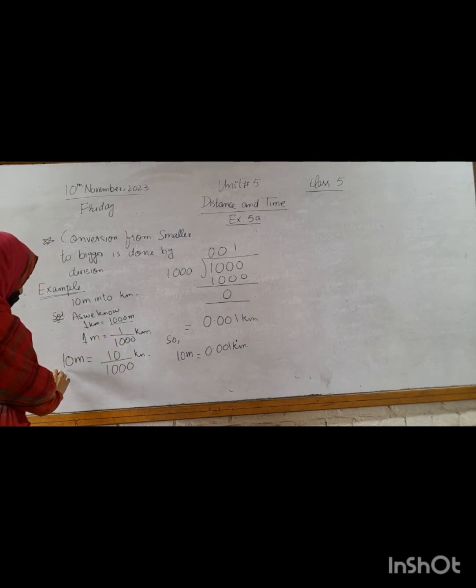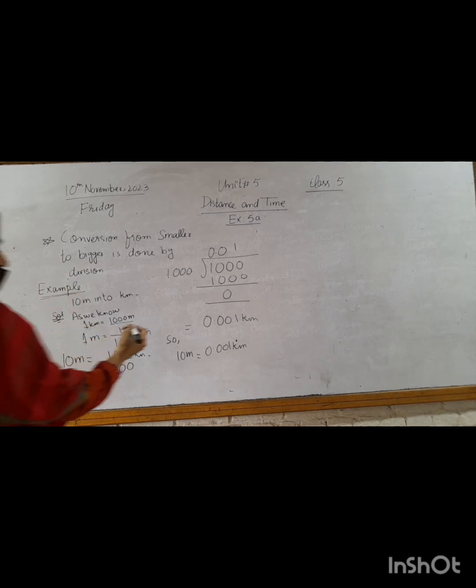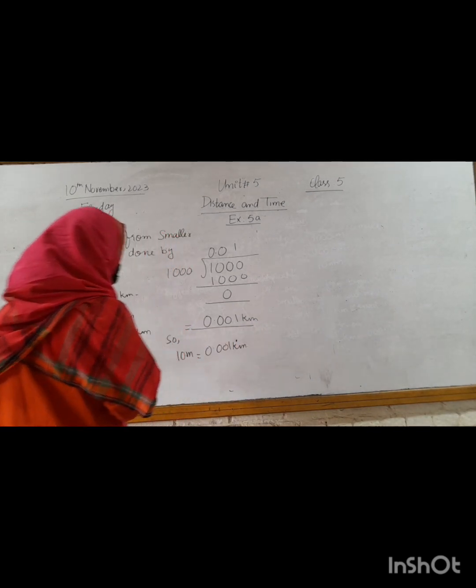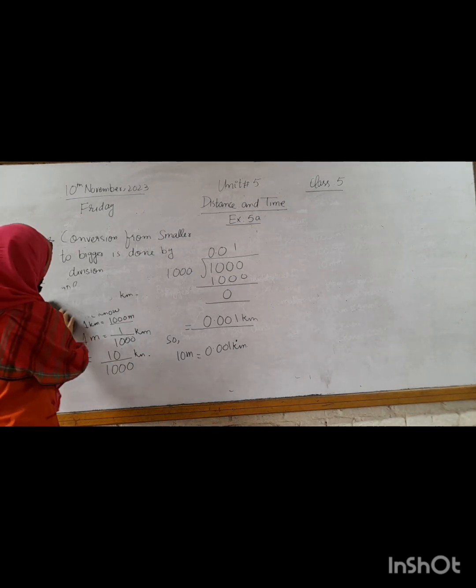And similarly, 10 meter is equal to 10 by 1000 kilometer, and we will divide it and get the answer in the decimal form. And this is 0.001 kilometer. 10 meter is equal to 0.001 kilometer. Now we will take another example for more understanding.